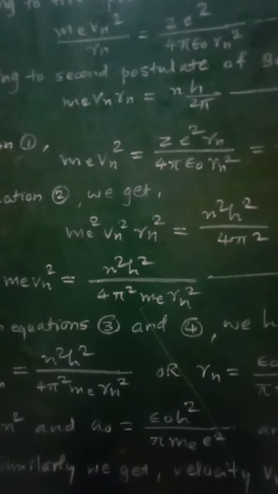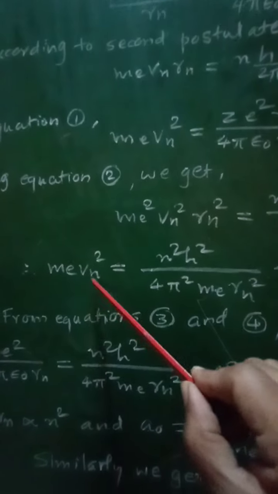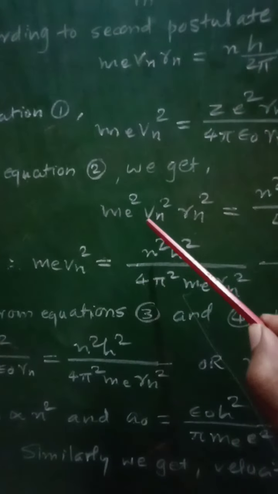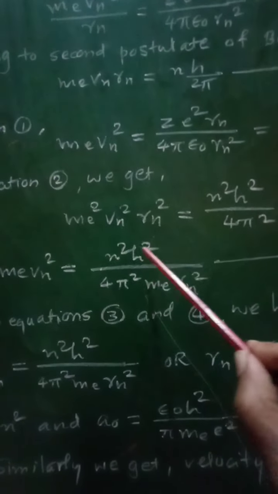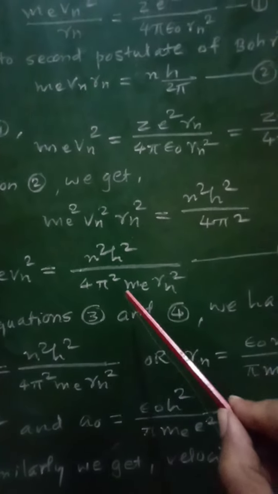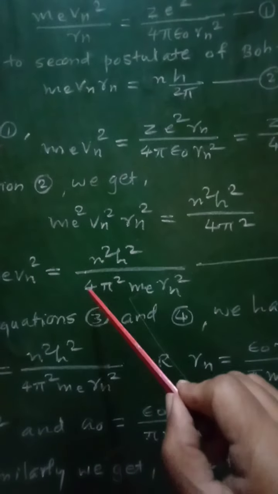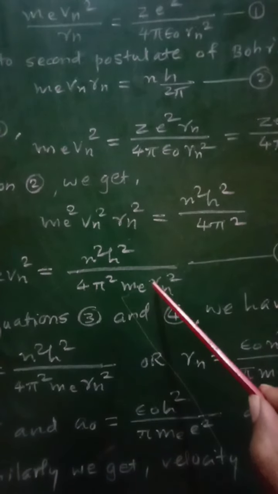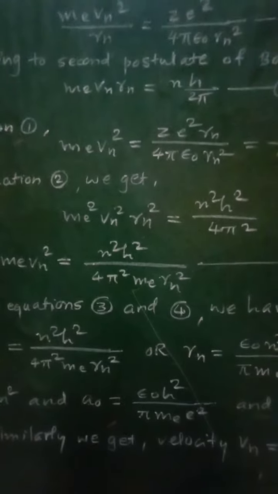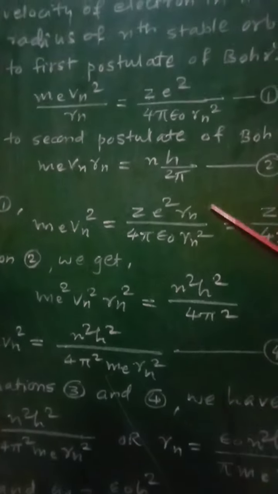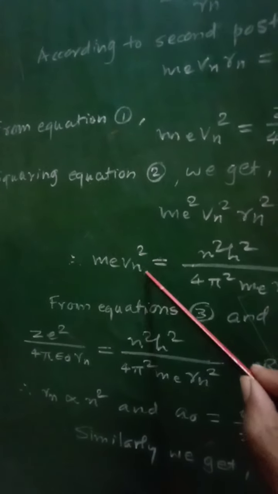And from this relation we can write an equation for me Pn square. So me Pn square will be equal to n square h square upon 4 pi square me Rn square, equation number 4. So in this way we have written equation number 3 and equation number 4 for me Pn square.